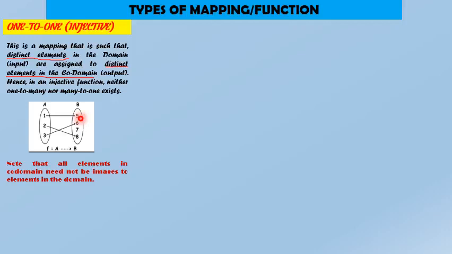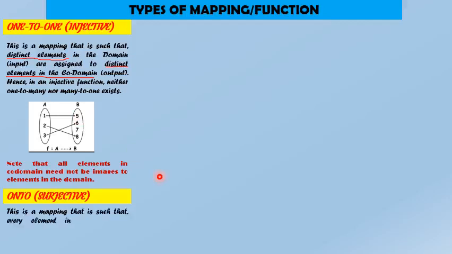And that is just that about one-to-one. So let's look at another type. That is what we call onto mapping, or we may say surjective mapping or function, as the case may be. What do we mean by this? Let's see. This is a mapping that is such that every element in the codomain, that is the output, is an image of at least one element of the domain, that is the input.